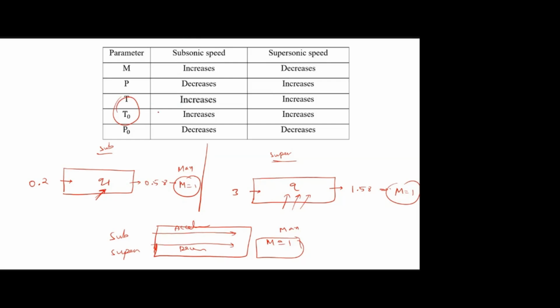So in both the cases, T by T naught is increasing, subsonic and supersonic, and in both the cases, there is a stagnation pressure loss. Subsonic means acceleration, so static pressure decreases. Supersonic means deceleration, so static pressure increases. So both flows will move towards the sonic if you keep on adding the heat. So this is the important point. Shall I go to the next slide? Yes. Sure, sir. Okay.